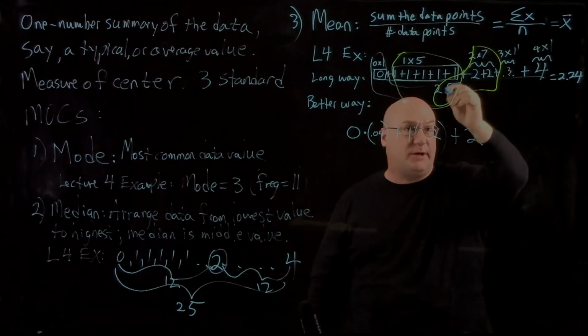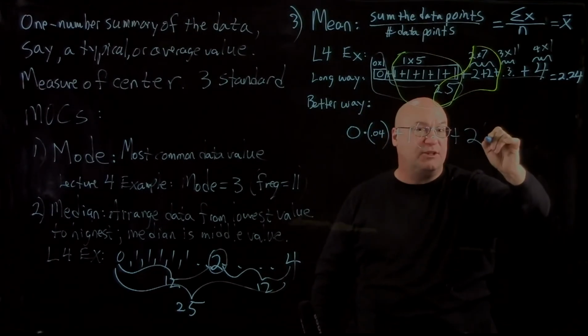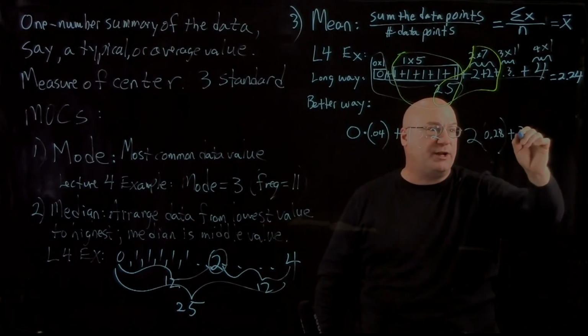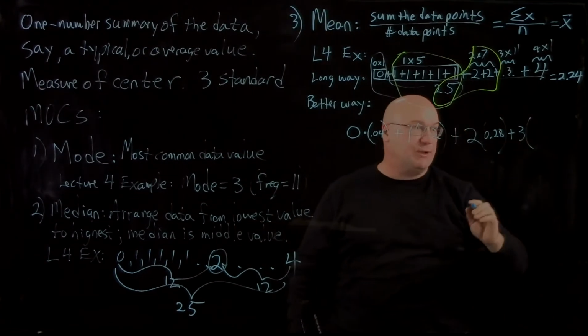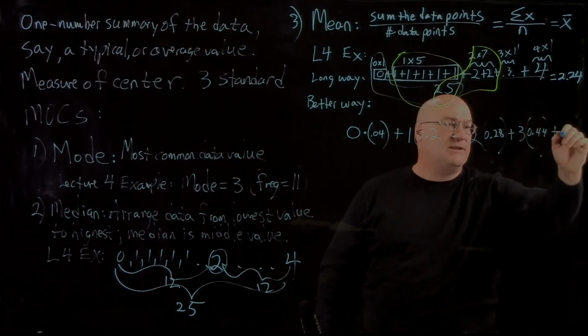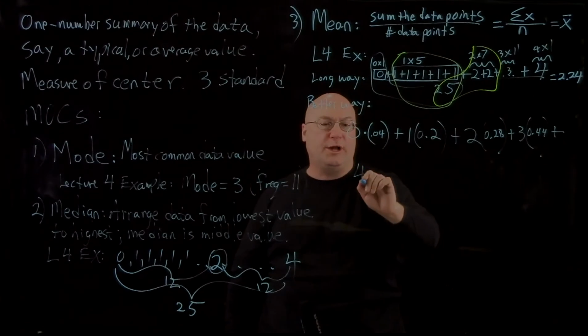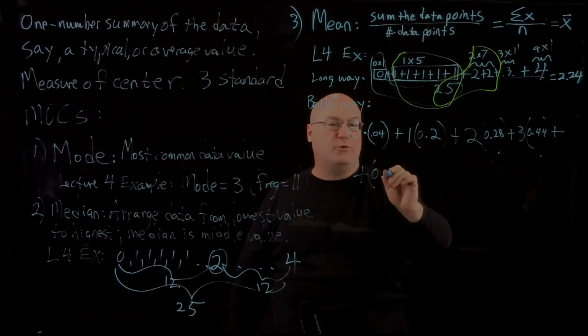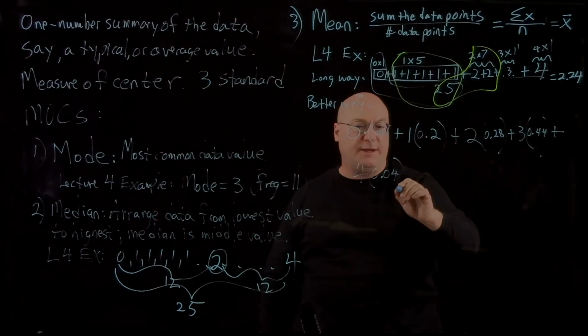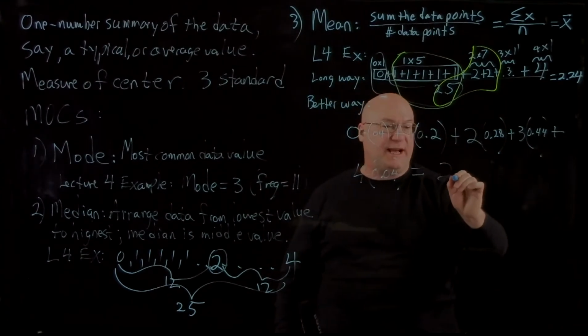There are 7 of them, and I'm dividing by 25. That gives me 0.28, we've seen, plus 3 times its relative frequency, which is 0.44, plus 4 times its relative frequency. Okay, and if we do that, we will get exactly the same answer.